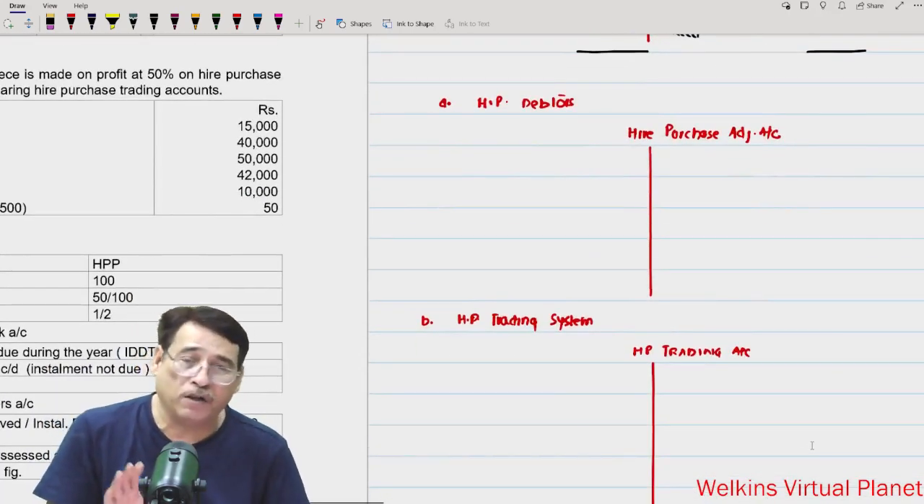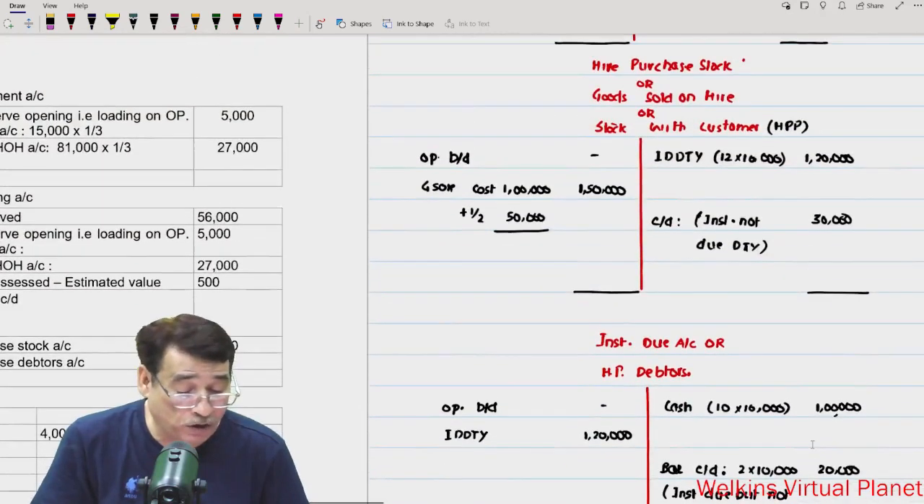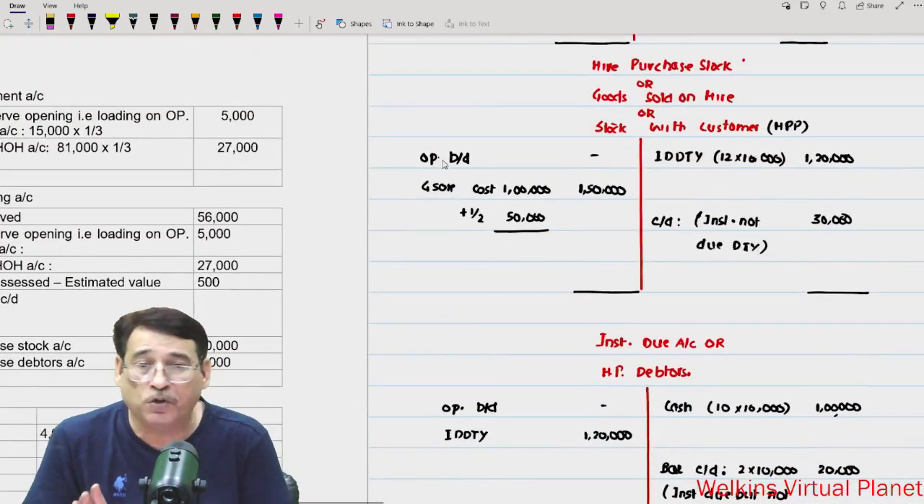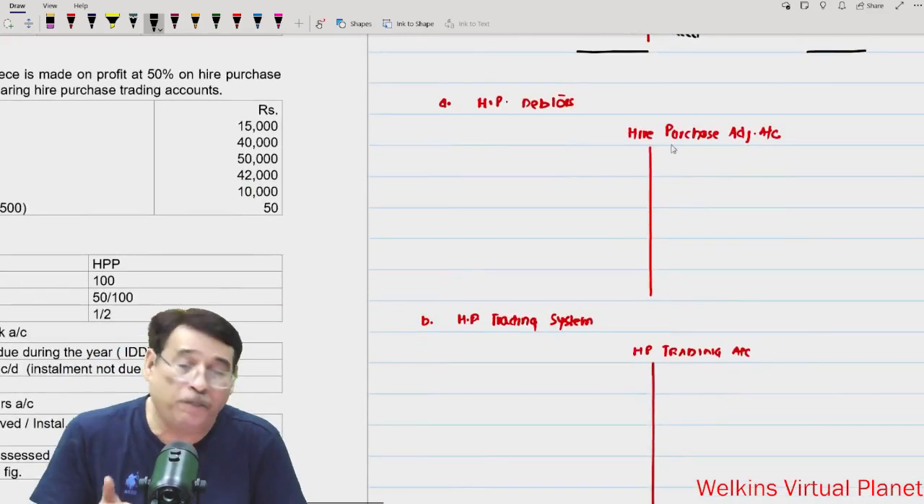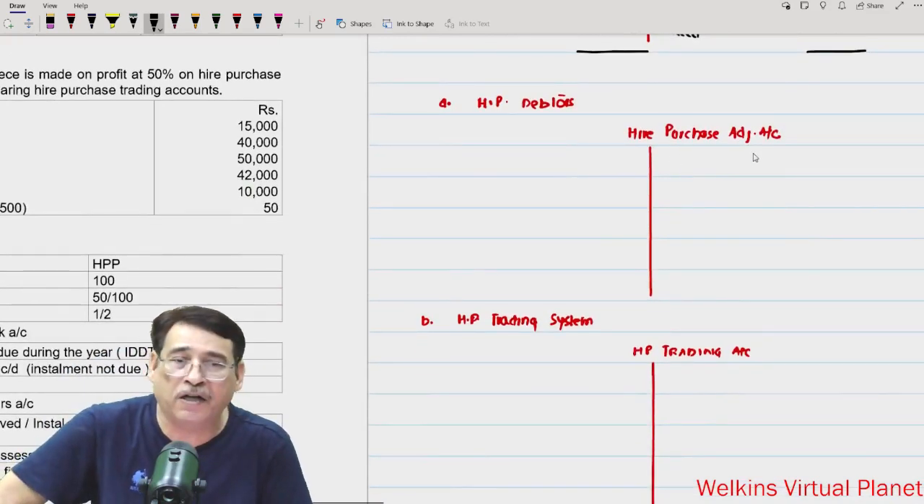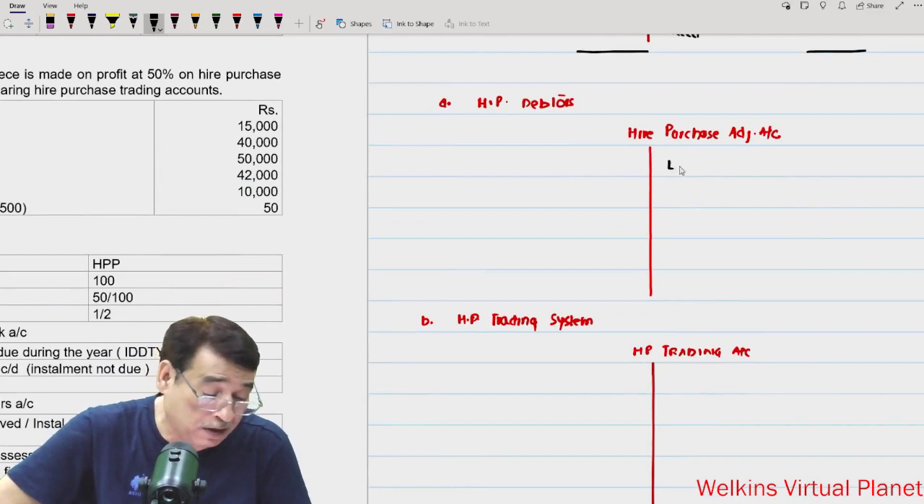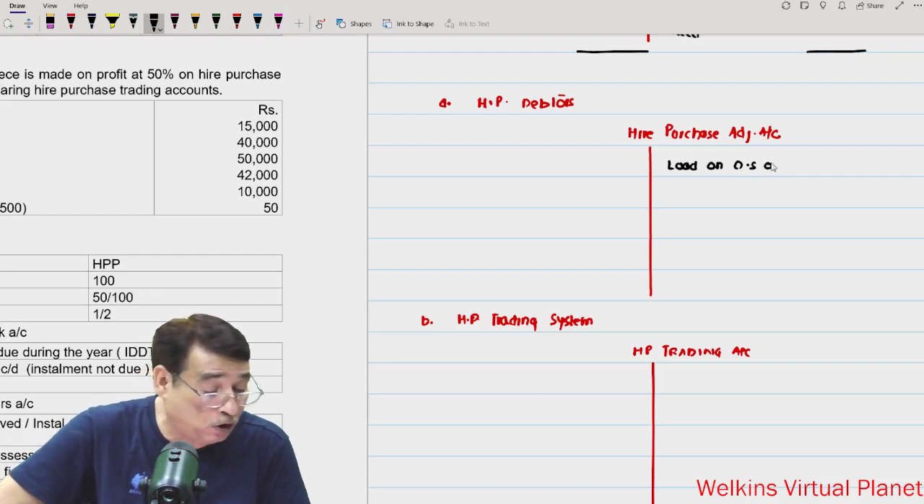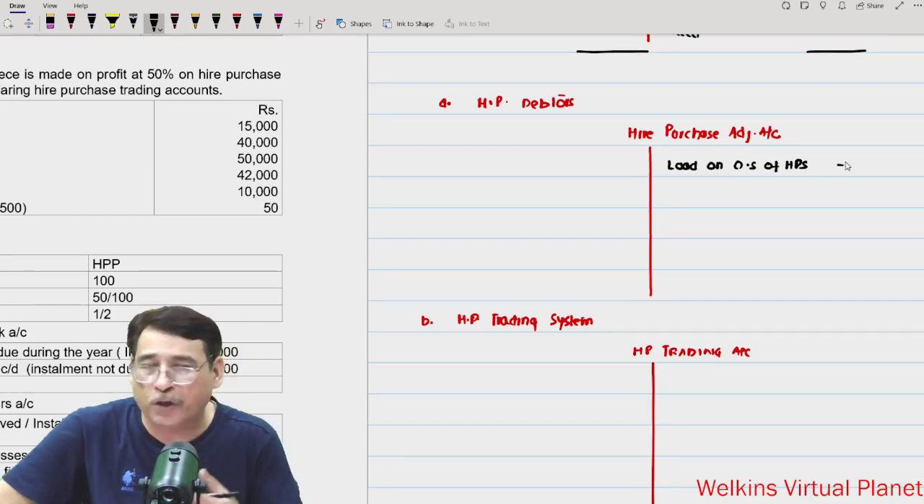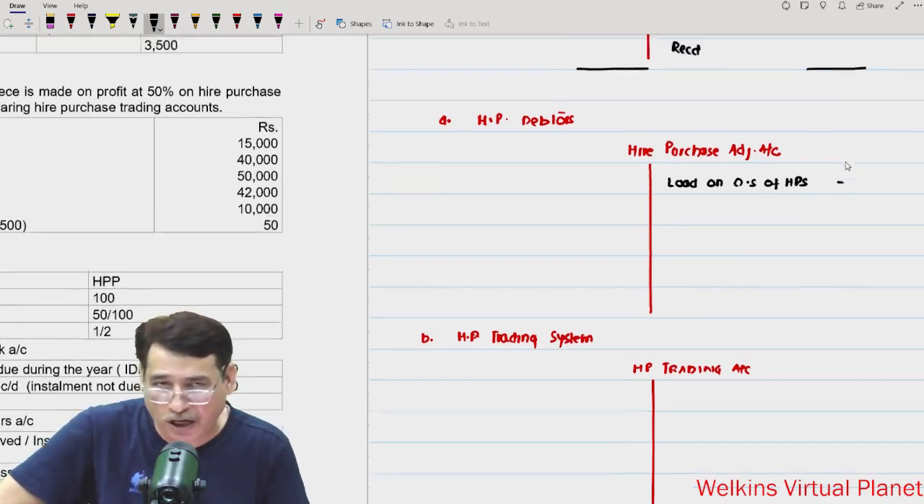First of all, what you are supposed to do, for example, you will look into the higher purchase stock account. You will look into the opening balance. Now, in this question, there is no opening balance. But suppose there would have been any balance, you would have written it towards the credit side of the higher purchase stock account as loading on opening stock. Loading on opening stock means loading on opening stock of the higher purchase stock account. However, in this particular question, because there is no opening stock, we cannot write any loading.